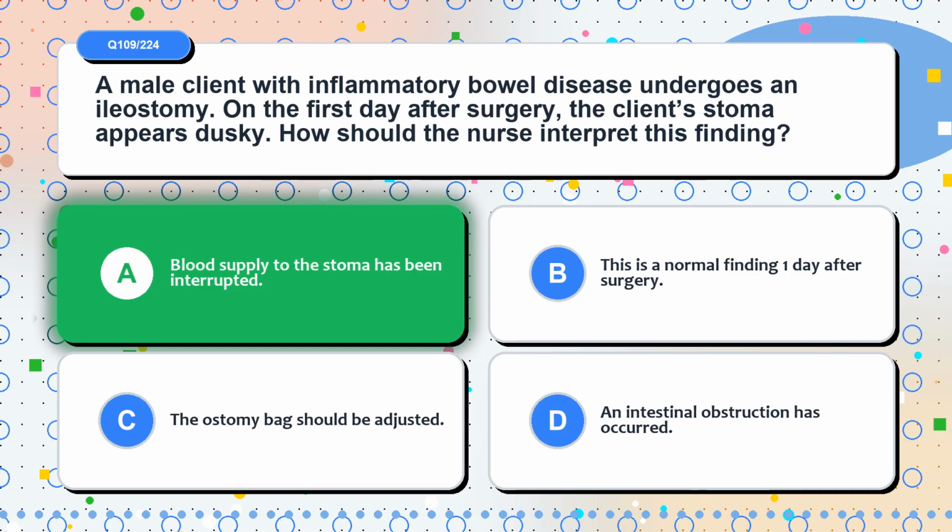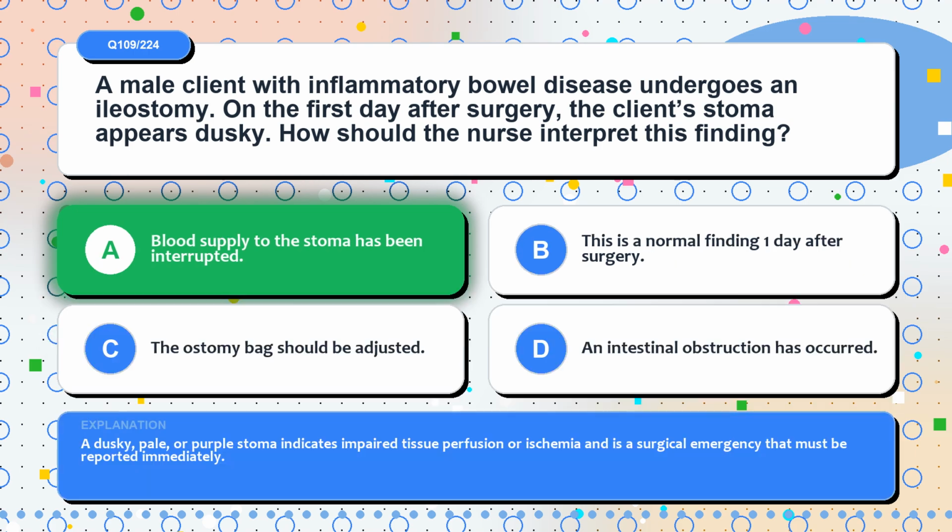The correct answer is option A, blood supply to the stoma has been interrupted. A dusky, pale, or purple stoma indicates impaired tissue perfusion or ischemia and is a surgical emergency that must be reported immediately.